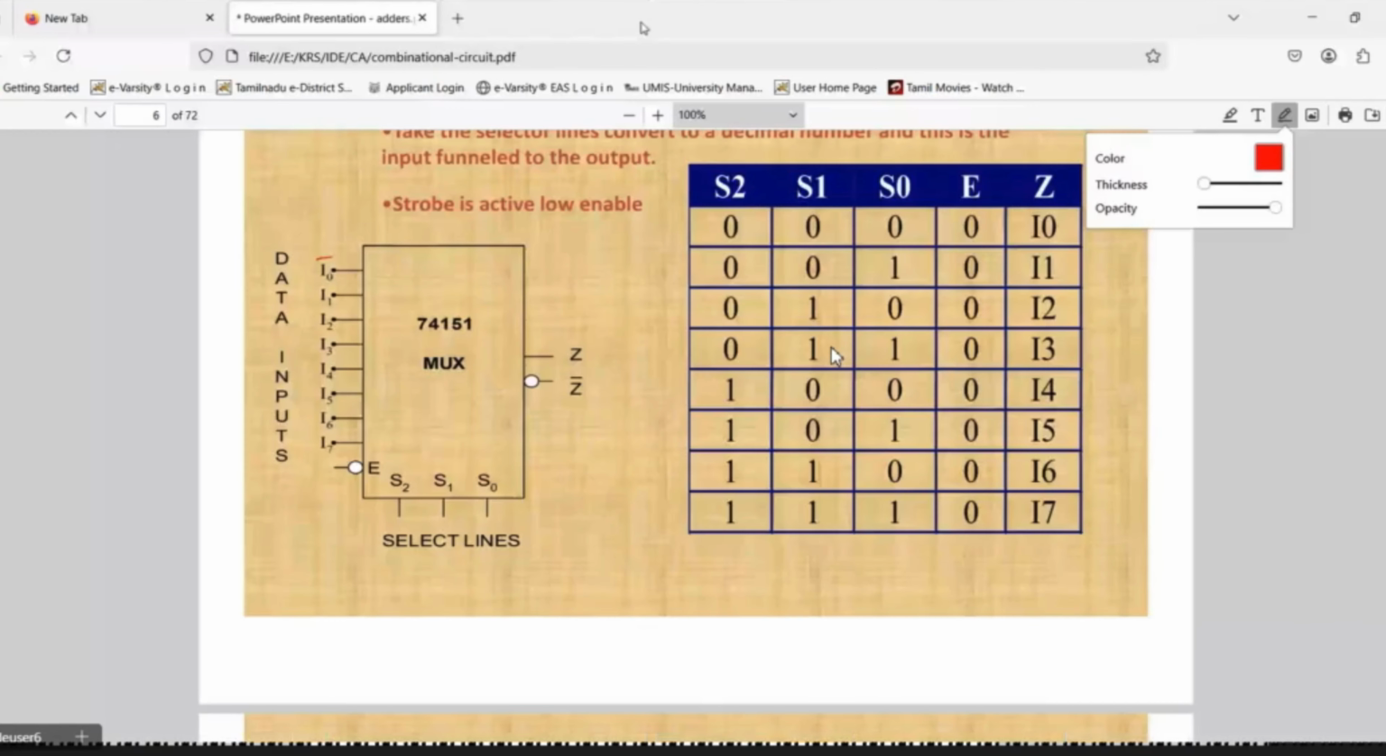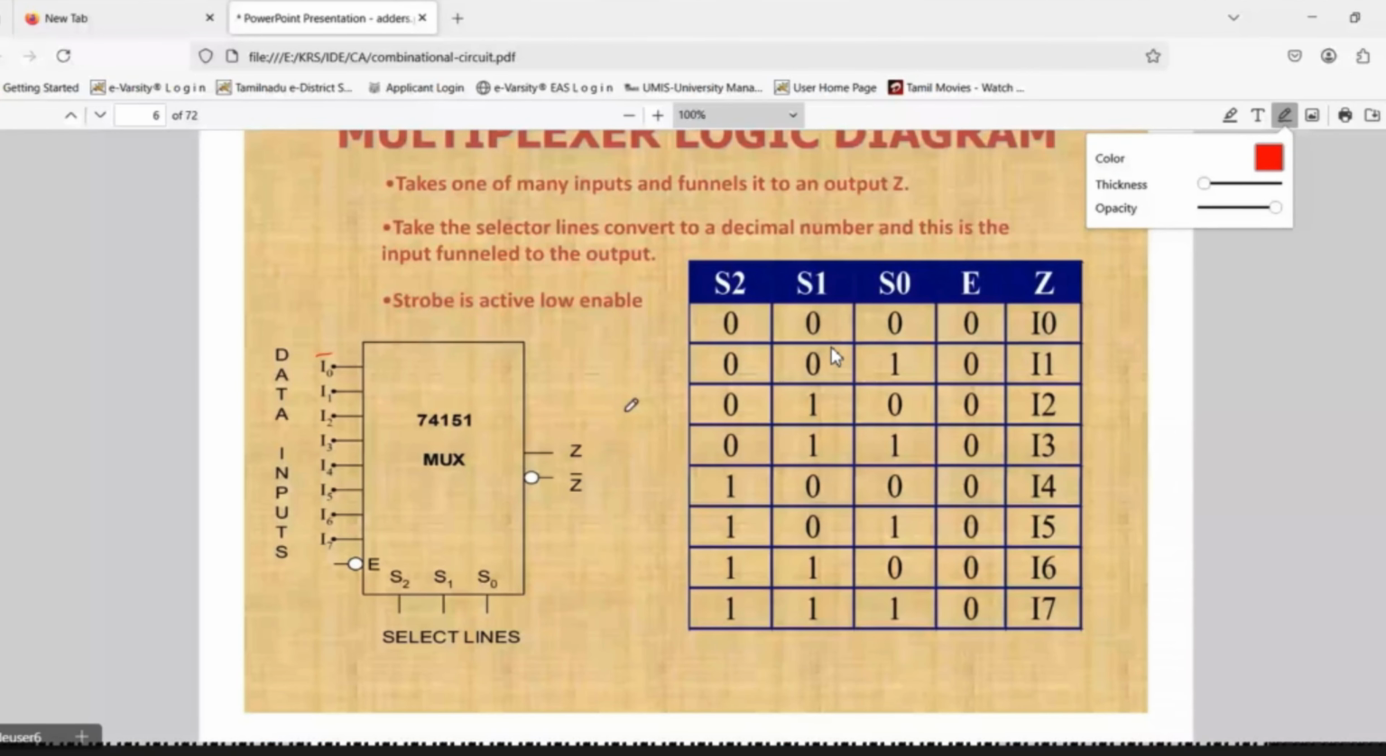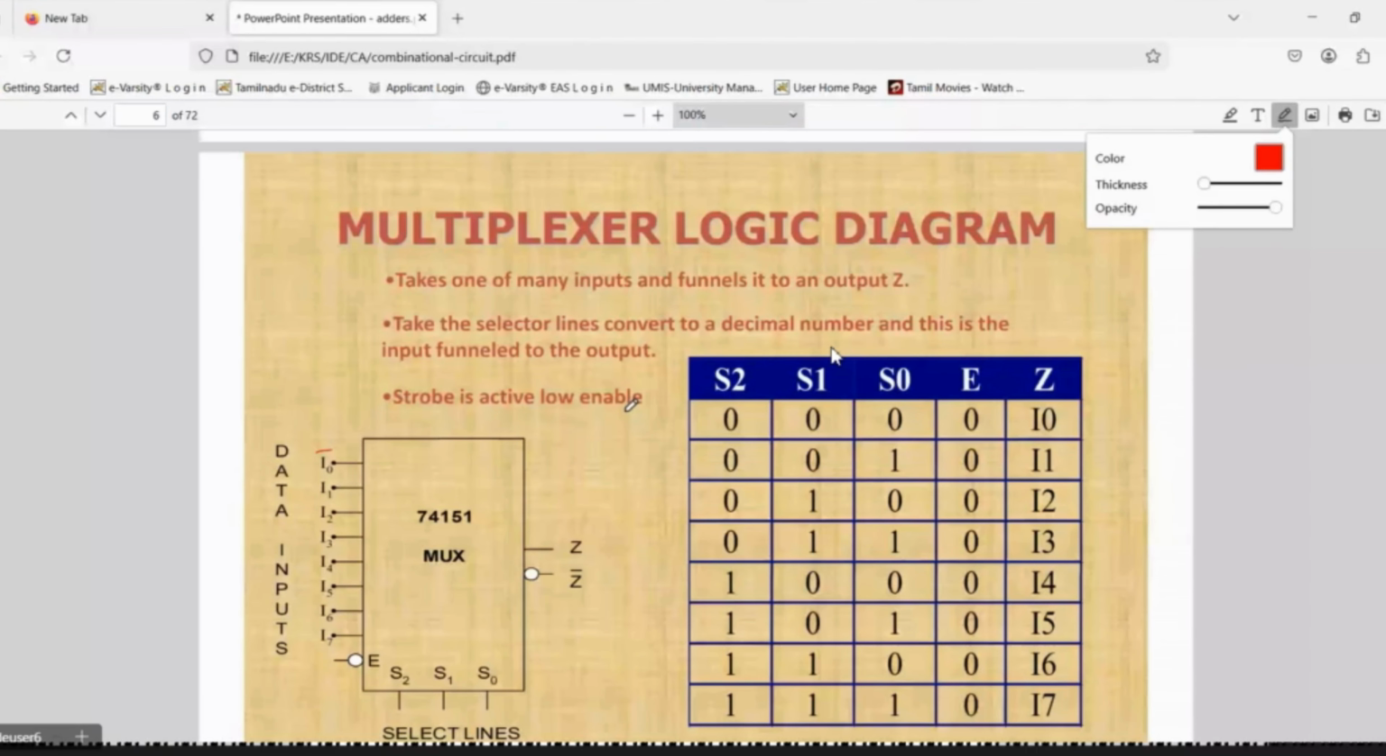Note it down. So 8 by 1 multiplexer, 8 input lines and only one single output.